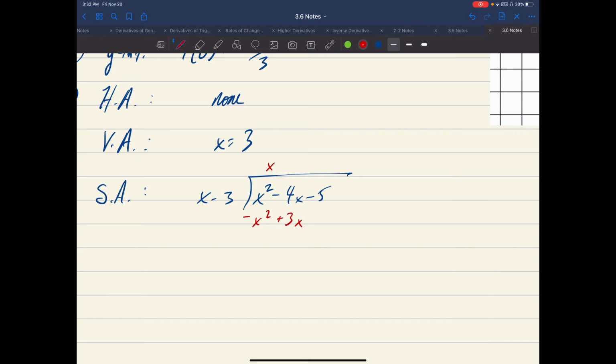And go through that again. So it's going to be -4x plus 3x. So that's a -x. Drop the -5. Divide. And so this would be -3, so 8. So your slant asymptote is x minus 1, or y equals x minus 1.